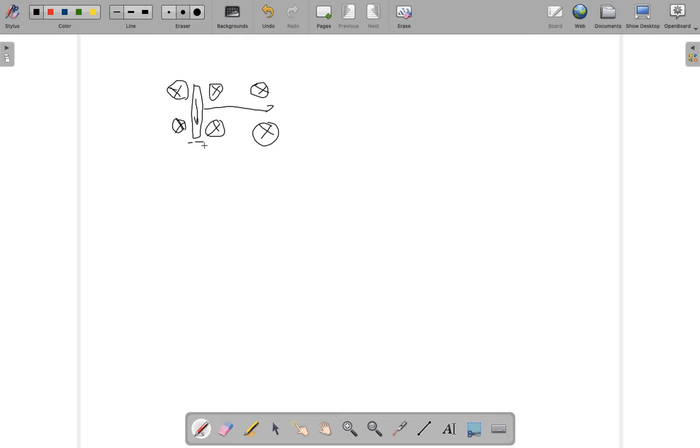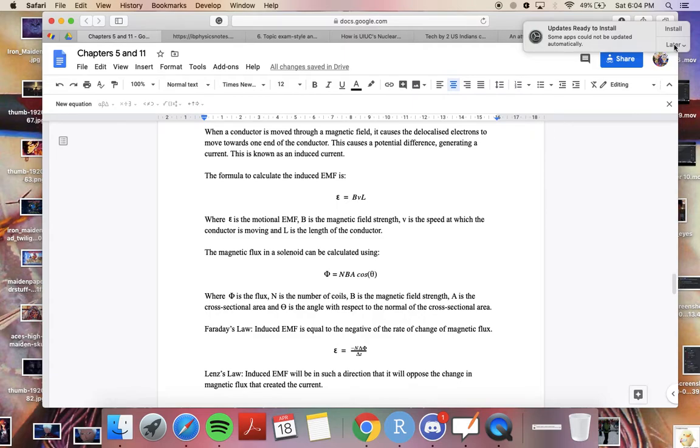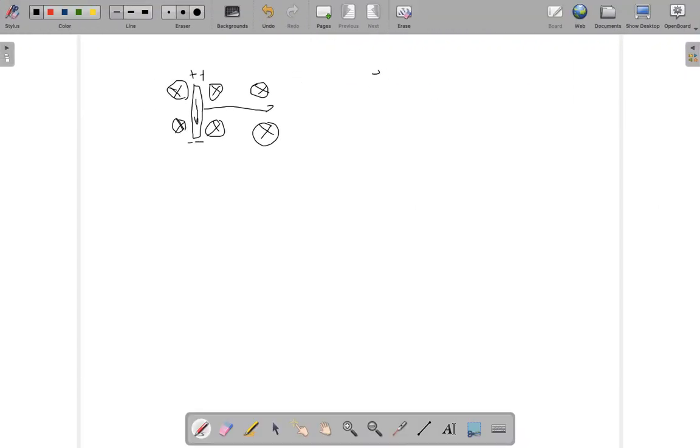So you have a partial negative charge over here, and you have a partial positive charge over here. This potential difference is what leads to a current being generated. And the potential difference generated over here is called induced EMF or motional EMF. Now the formula to calculate the induced EMF or the motional EMF is motional EMF equals BVL. Let's write it down over here. The motional EMF equals BVL.